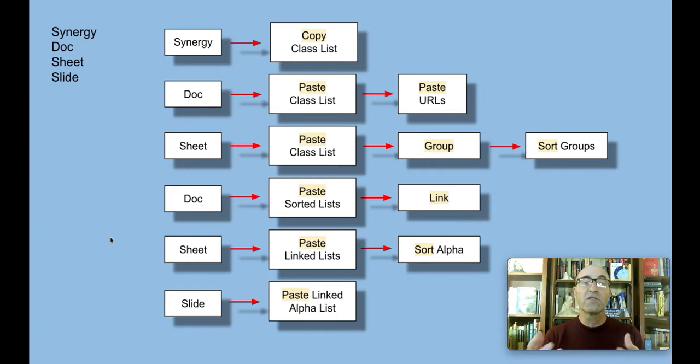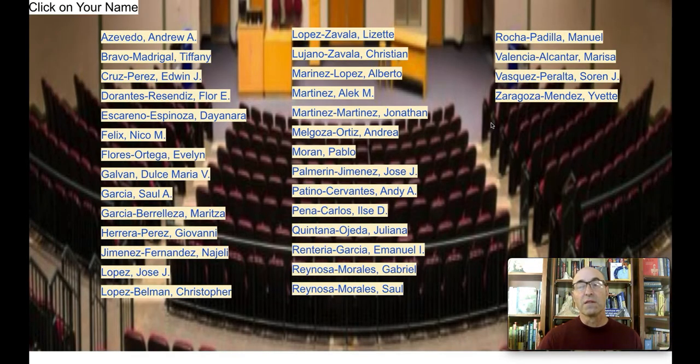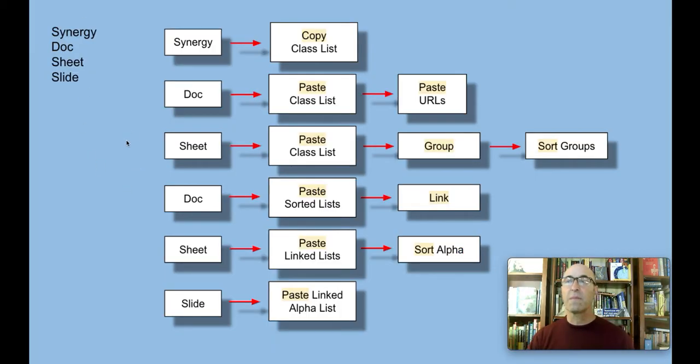The only reason I choose slides is because I think it looks better for the students, but I want to remind you that you could use any one of these Google products published online in order to publish this alphabetical list of students that is linked. So I'm going to go through the steps that I use to get to my final product, which is this linked list. Okay, so I have the steps set up here.